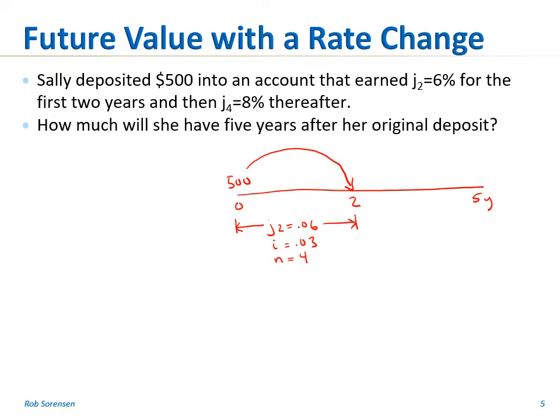Then I'm just going to take whatever the answer to that is, and I'm going to keep going until I get to the very end. And so for that portion of the timeline, we've got J4 is equal to 8%, which means i is equal to 0.02. And now let's see if we can work out n. 2 years up to 5 years, that's 3 years, and I'm compounding 4 times a year, so I'll get 12 compounding periods for that one.